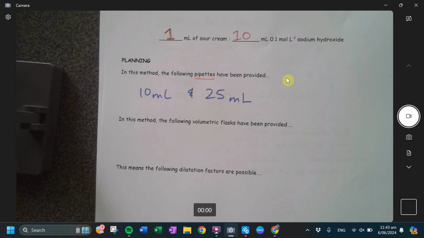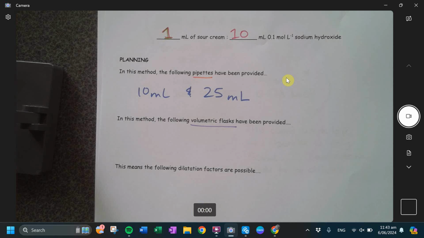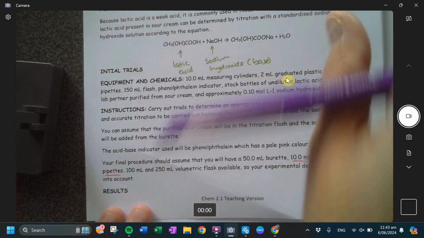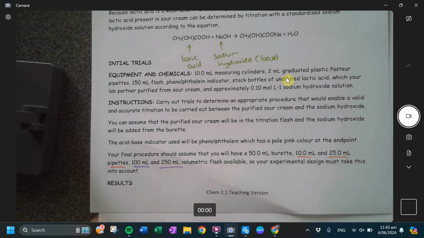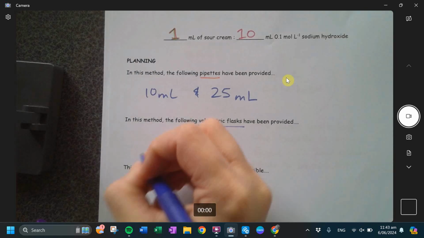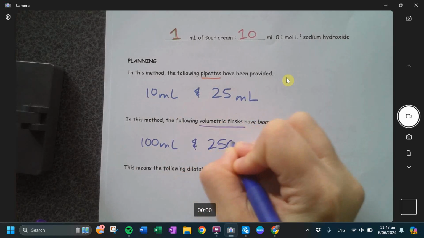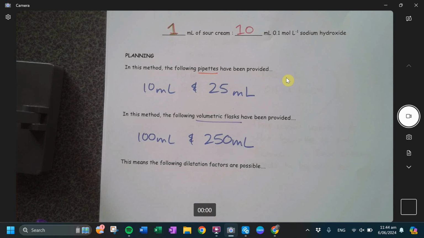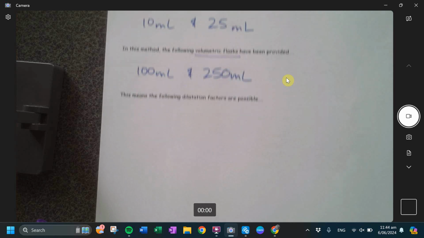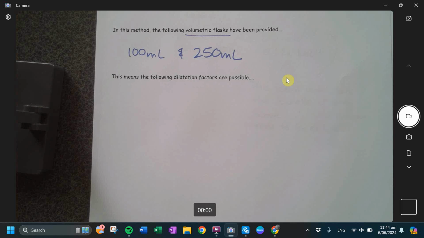Next thing I'm looking for is my flask volumes, because it's going to tell me what I can dilute things by. So if I go back to my sheet over here, I see it says 100 and it says 250, so those are my two options. Are we okay with that so far? All right. From that information, I need to plan out what potential dilutions I can make.